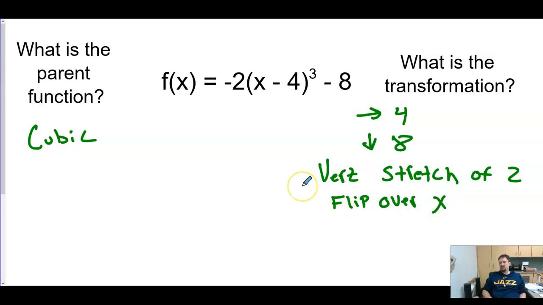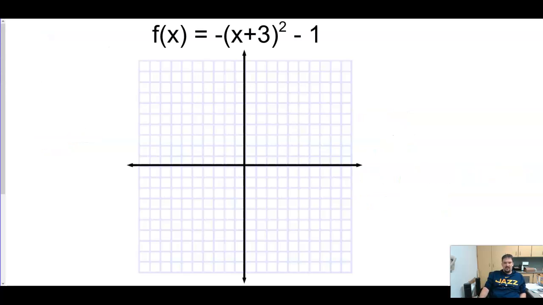Over your x-axis. Okay, so there are 4 different transformations happening to that equation. It used to be just a regular old cubic function, and then all these transformations took place. Alright, so now let's look at graphing these. We're going to take the knowledge that we have and try to graph them.